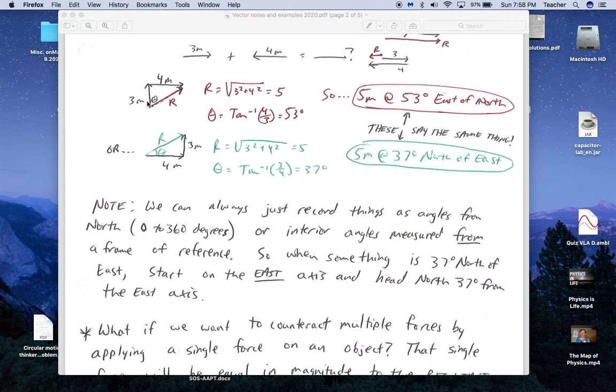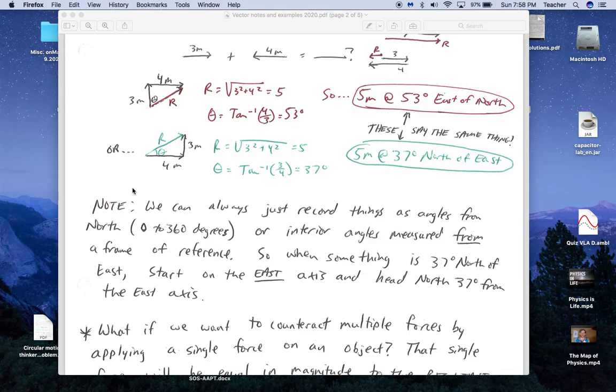Because for any given triangle, if you have a ratio of 4 on the opposite side to 3 on the adjacent side, it will always mean the same thing. Whether you have a big triangle or a small triangle, if you have that 4 to 3 ratio, you'll always be at the same angle. So in this case, I use an inverse tangent of 4 divided by 3, which gives me 53 degrees.